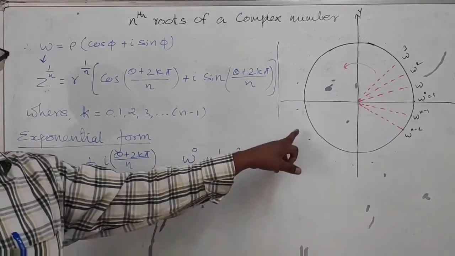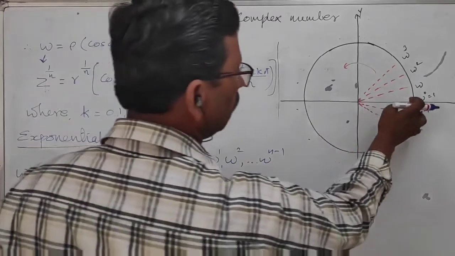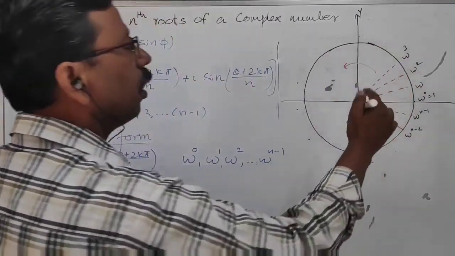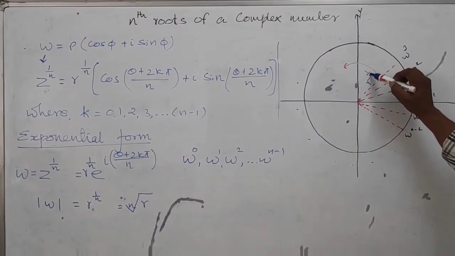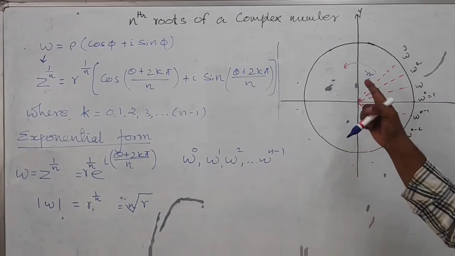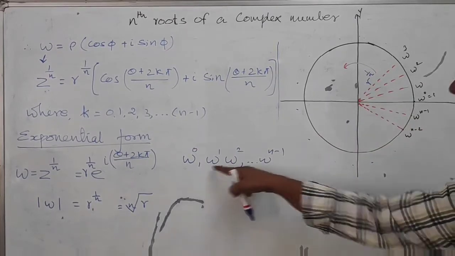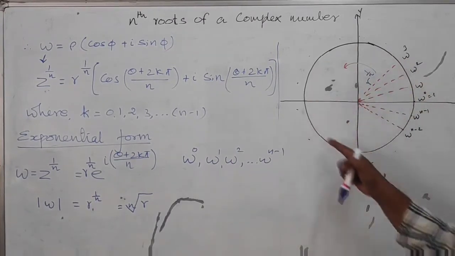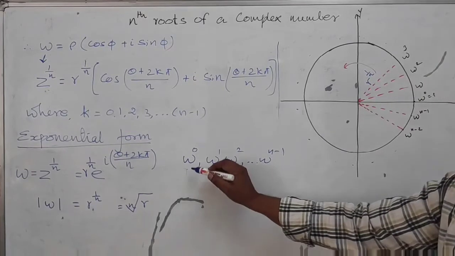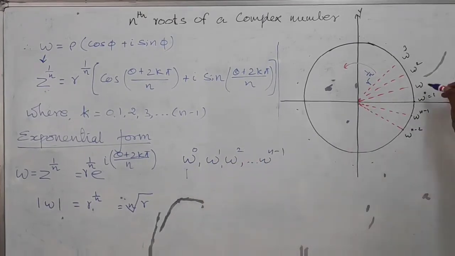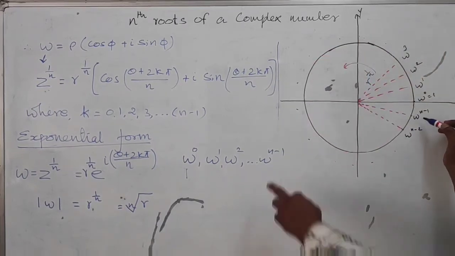Now there are n values. These n values of the complex number lie on the circumference of the circle whose modulus is nothing but r power 1 by n. This is a circle whose radius is r power 1 by n. All these n values will lie on the circumference of the circle. This is omega power 0, which can always be taken as 1. Omega power 0 is equal to 1. Then omega power 1, omega power 2, omega power 3, etc. We get omega power n minus 1 as the last value.